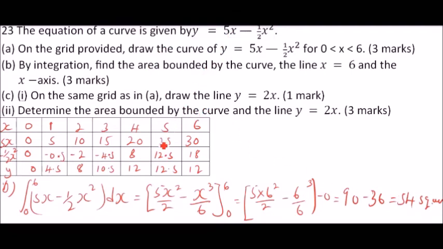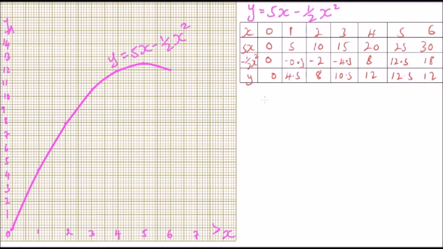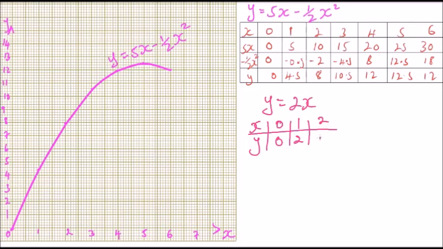So from there we are told, on the same grid as in A, draw the line y equals 2x. So we go back to our grid and we draw this graph. The graph that we are supposed to draw is y equals 2x. So we just need to make a table here with 3 points. So we have x and y. We can say when x is 0, y is 0. When x is 1, y is 2. And then when x is 2, y is 4.